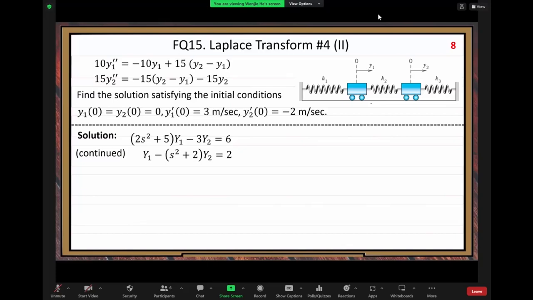6 equals 3 multiples of 2. Which way do you want to solve? Here, you observe 6 is 3 times 2.